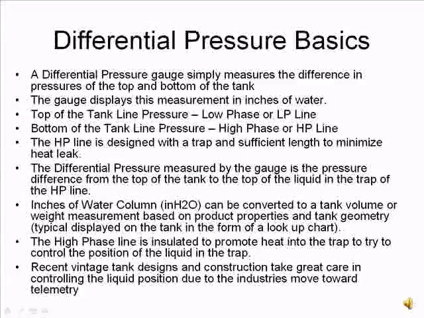The high phase line is insulated to promote heat into the trap to try to control the position of the liquid in the trap. Recent vintage tank designs and construction take great care in controlling the liquid position due to the industry's move toward telemetry systems.